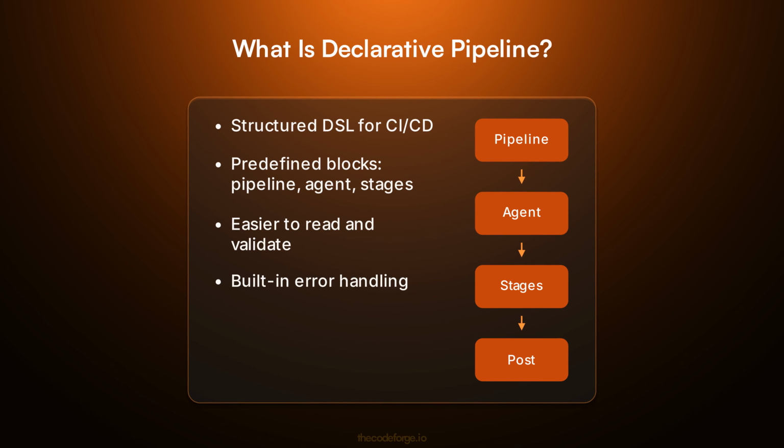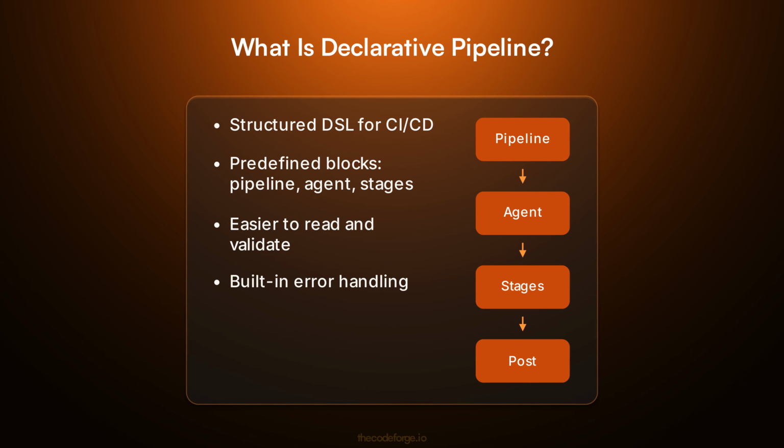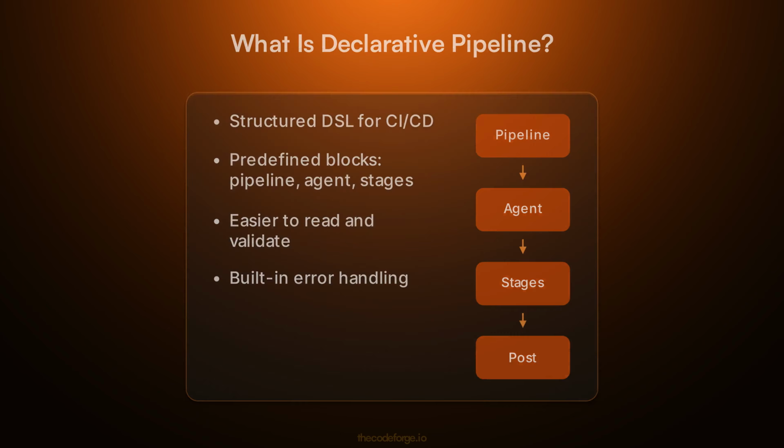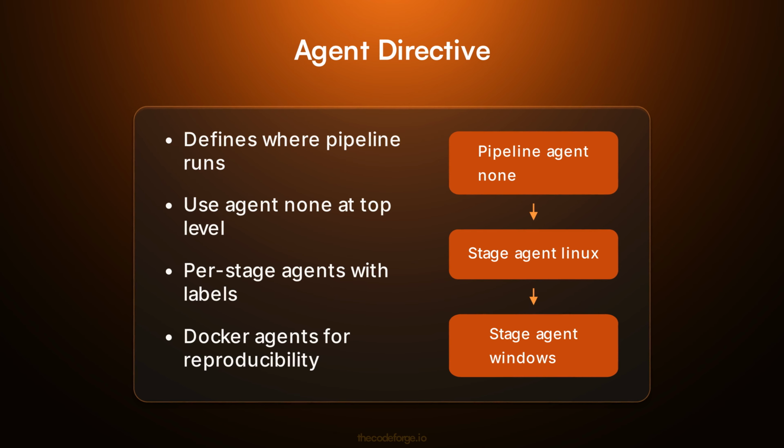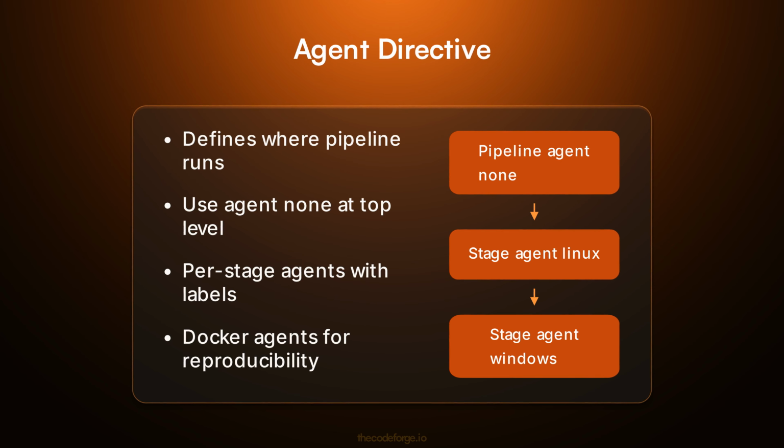Declarative Pipeline enforces a strict structure with blocks like pipeline, agent, stages, and post. It's the recommended approach for most teams because it provides automatic syntax checking and integrates with Blue Ocean. The agent directive tells Jenkins where to execute. A common mistake is using agent any at the top, which randomly assigns agents. Best practice: use agent none at pipeline level and define specific agents per stage.